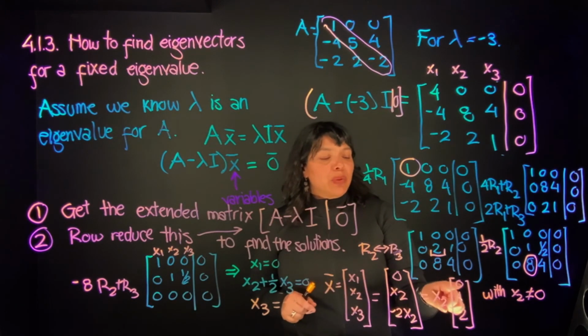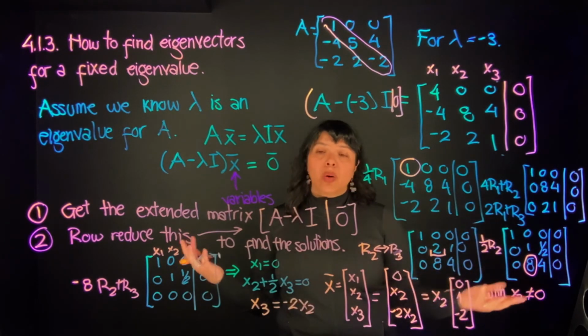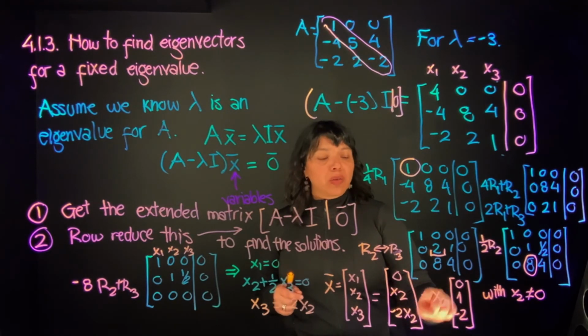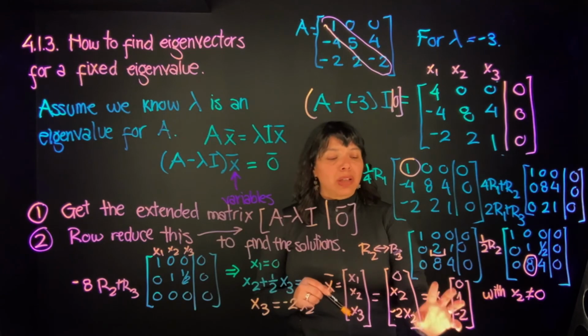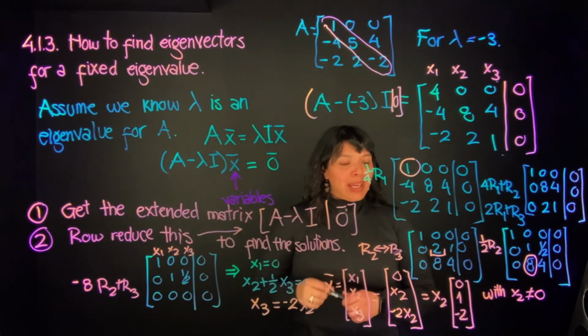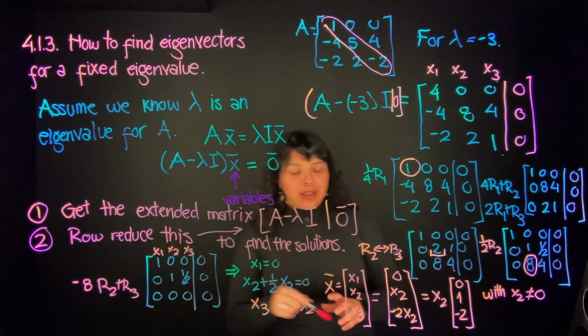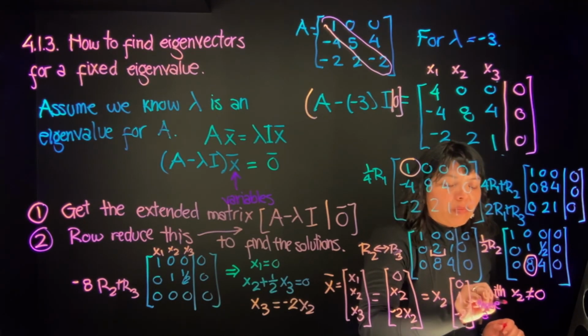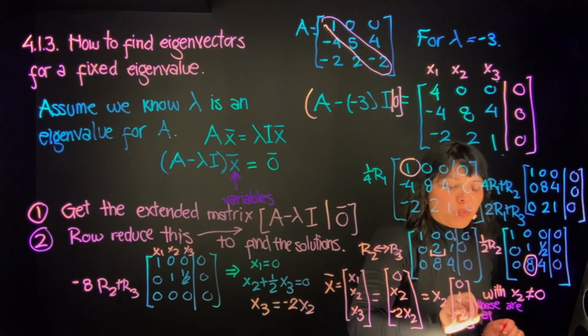So an eigenvector would be 0, 1, negative 2, or if x2 is equal to 2, you would get 0, 2, negative 4, and so on. As many scalars as you can substitute for x2, those will give you all the possibilities for the eigenvectors corresponding to the eigenvalue negative 3. And that's it. So let me just label this. These are all the eigenvectors.